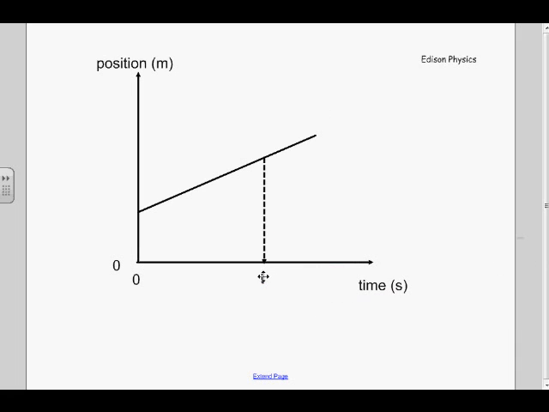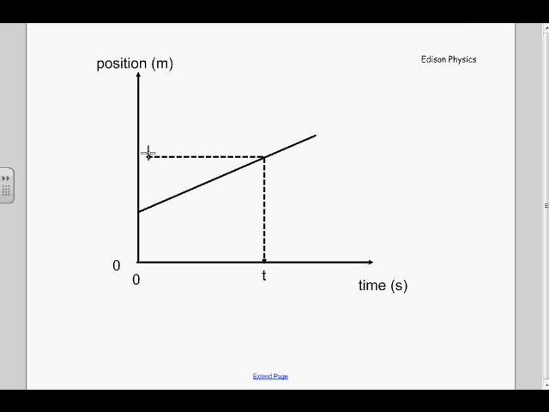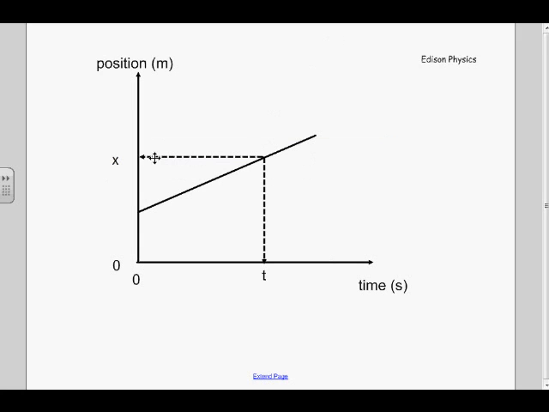I have reached a new position. My new position is over here. And we're going to call my new position x, because x is the variable we use for position. So in time t, I traveled to position x. Now because this is a straight line that doesn't turn around and come back, my distance and my displacement are both the same. I went from here to there.